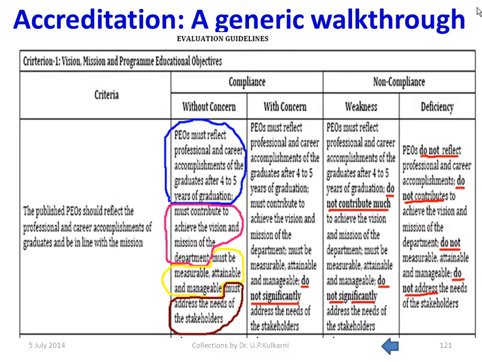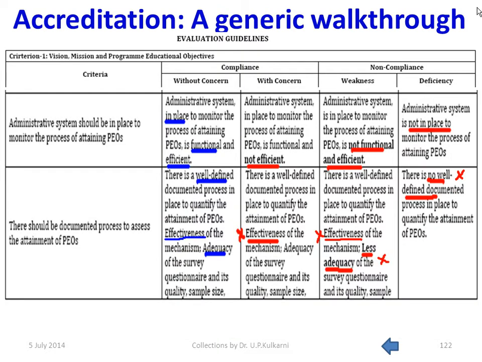The last part of this generic walkthrough is the different criteria and how they are going to be evaluated. Here I'll take you through one example. Consider the criterion: an administrative system should be in place to monitor the process of attainment of POs. There are four levels, a rubric nicely developed by NBA: without concern, with concern, weakness, deficiency. If the administrative system is in place, functional and efficient, that means no concern at all.